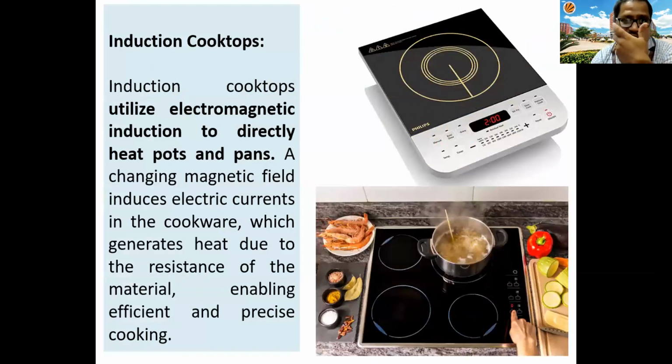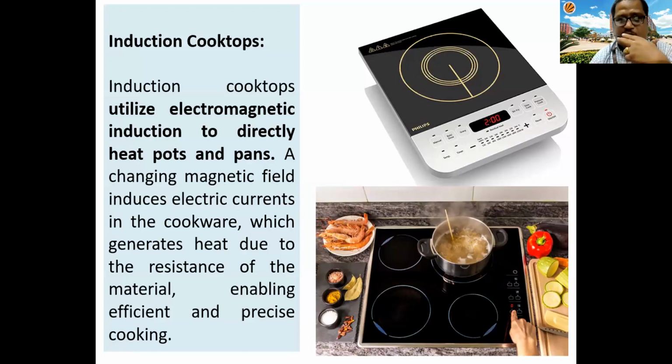Here also, if I see our next device like this, induction cooktops, the concept of electromagnetic induction is used. Many people will be wondering how this is possible, how this is happening. Simple concept. A changing magnetic field induces electric current in the cookware, which generates heat due to resistance of the material. So the cookware you are using has sufficient resistance. So we are generating heat by passing current through this material.